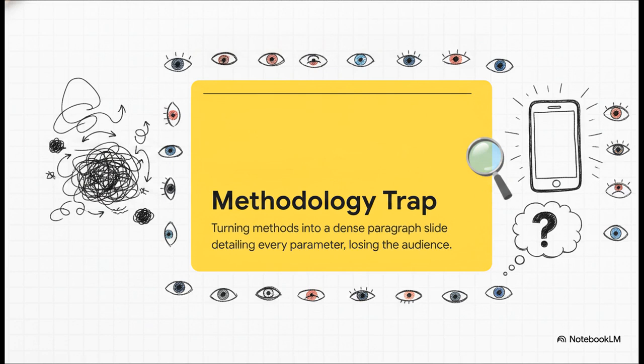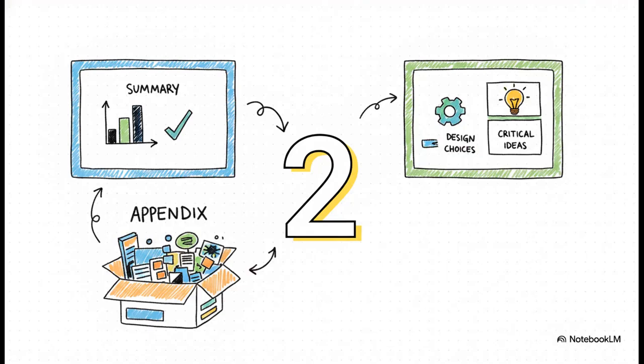A presenter gets anxious that their methods will be judged, so they try to preempt every possible question. They cram every parameter, every single pre-processing step, and every hyperparameter into a massive wall of text. The audience just wanted to know if they could trust your numbers, and instead you gave them a textbook. It's instant disengagement. So here is your golden rule to avoid that trap.